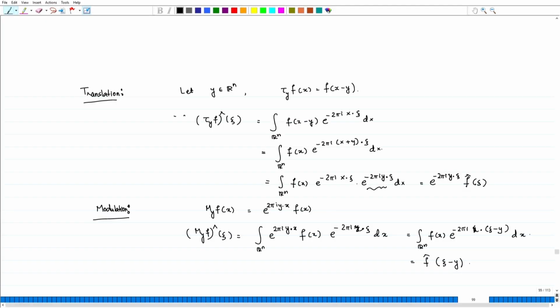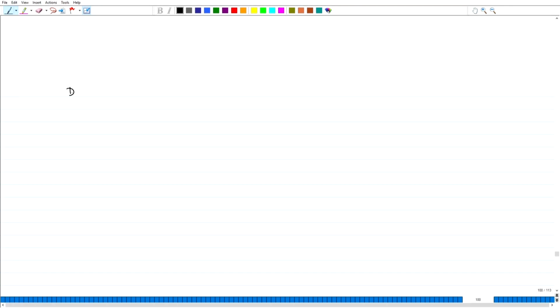And then the other important thing is dilation. So, let delta be greater than 0. Define D_delta f of x equal to 1 over delta to the power n, f of x over delta. In the case of R, we defined just 1 over delta.